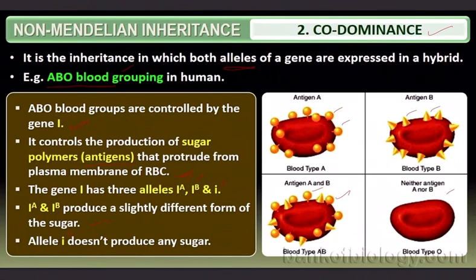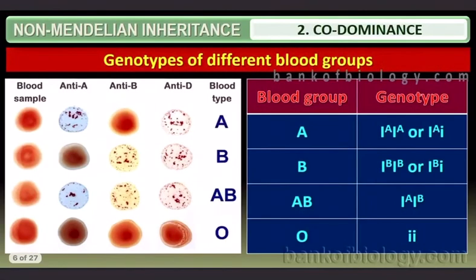So, the gene I has three alleles, IA, IB and I0. I can say I0 or IO. This IA and IB produce a slightly different form of sugars, as you are seeing. And allele I0 doesn't produce any sugar. Since it does not produce, we are representing with I0 or IO, right?